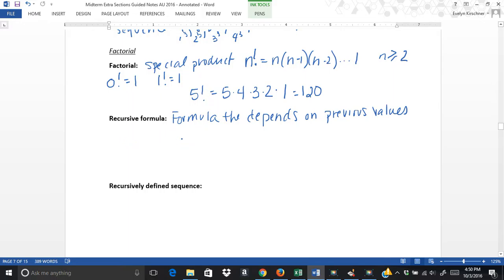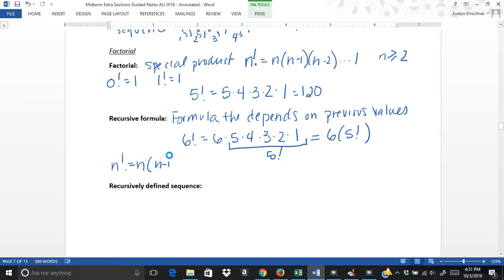I have my 5 factorial here, and let's look at what 6 factorial is. It's 6 times 5 times 4 times 3 times 2 times 1. But if you notice right here, that's the same as 5 factorial. So 6 factorial is the same as 6 times 5 factorial. And that's how you would write it recursively. So in general, any n factorial is the same as n times (n minus 1) factorial. So I can always multiply the next number by the factorial lower than that.